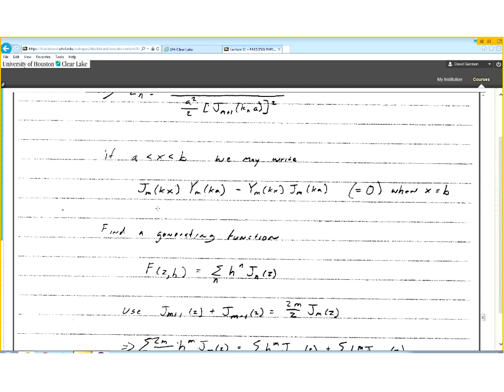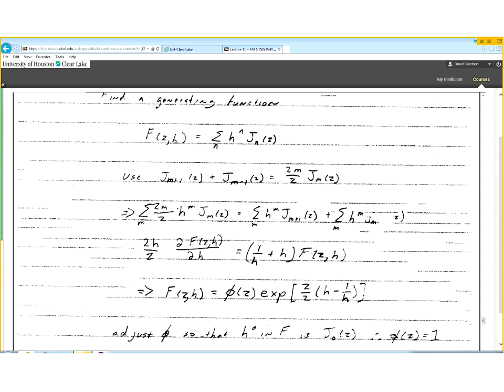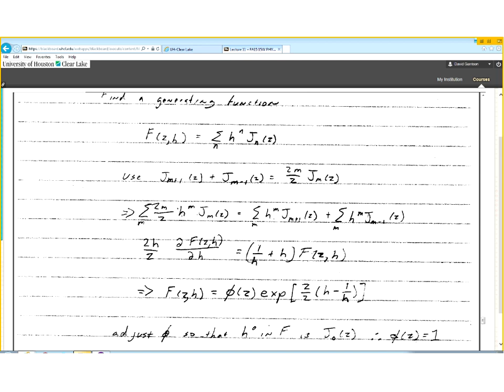Just like with the Legendre polynomials, you have generating functions. And the generating function here, you could see you have f of z and h, and this sum of h to the n, j to the n, z. So it's the same format for a generating function we had before. And you can also take advantage of some recursion relationships in order to see how this works.